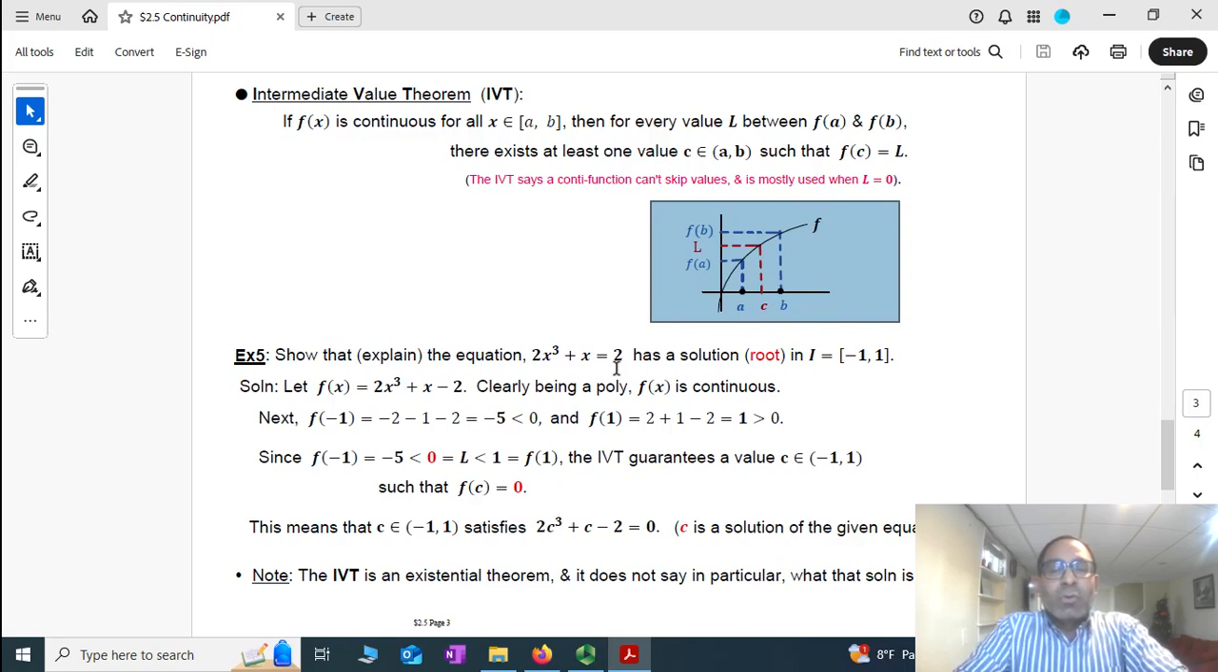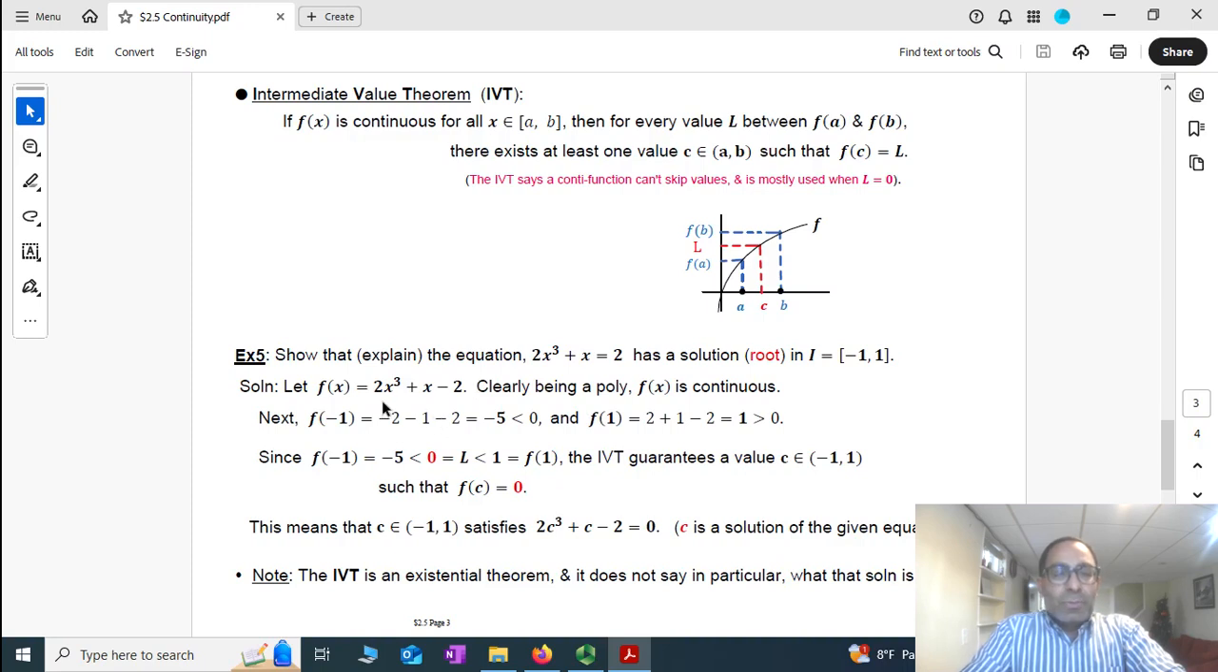But let's see whether or not we can apply the intermediate value theorem. If we can apply the intermediate value theorem, then that guarantees that we do have at least one solution in that given interval. Okay, so the solution. Let's assume the function f(x) equals 2x cubed plus x minus 2. I brought the 2 from the right side to the left side. Then clearly this function is continuous, being a polynomial. That's the first part of the hypothesis of the intermediate value theorem: our function needs to be continuous.